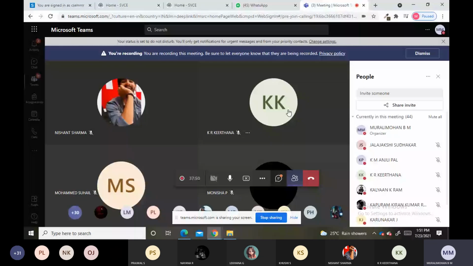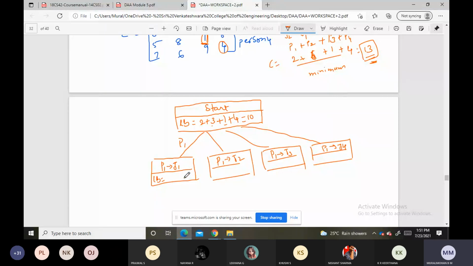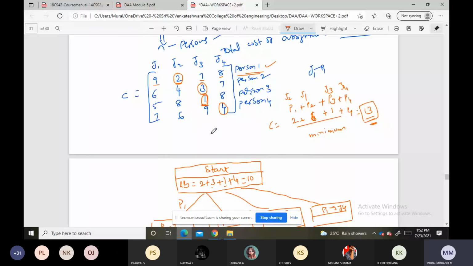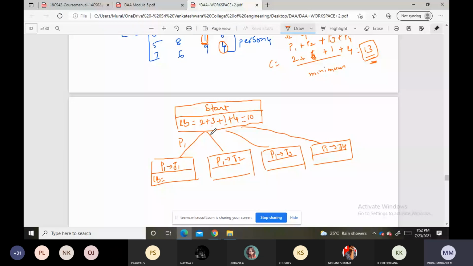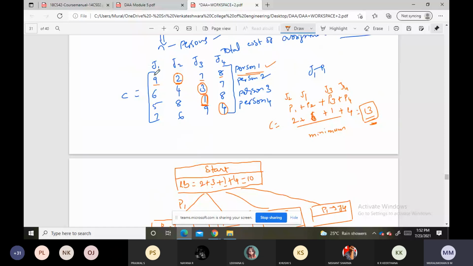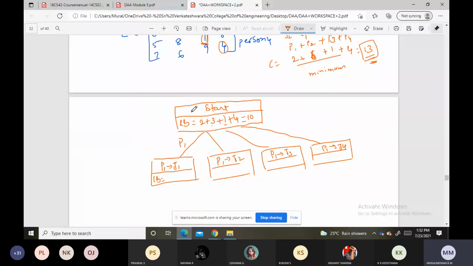Okay, so if person 1 is assigned job 1, what is the lower bound value we are having? So how to calculate the lower bound value? We are assigning job 1, so the cost of assignment for job 1 is 9. We calculate the lower bound value as if P1 is assigned job 1. For person 1, job 1 is 9.